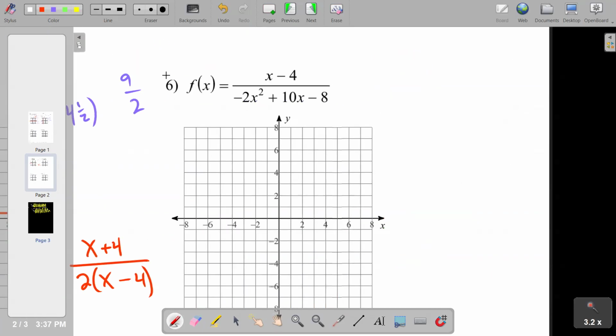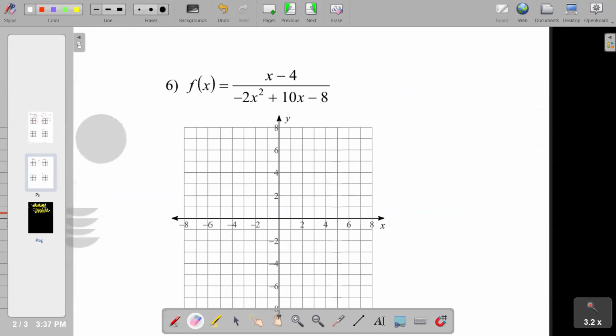This one, number 6. What do you notice about the degrees? What is the degree on top? It's 1 because it's x to the power of 1, right? What is the degree on bottom? If you have a rational function where the degree on top, boy, I hope you're still listening. This is where all the mistakes happen. This is where all the questions come from. If the degree on top is smaller than the degree on bottom, then you have a horizontal asymptote at y equals 0.